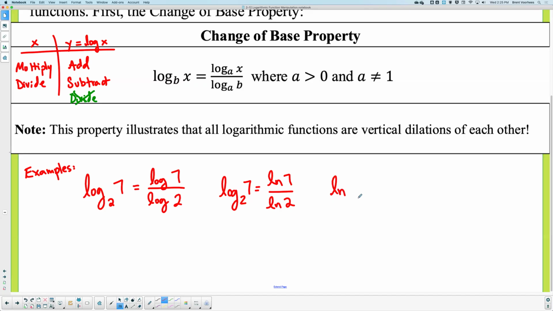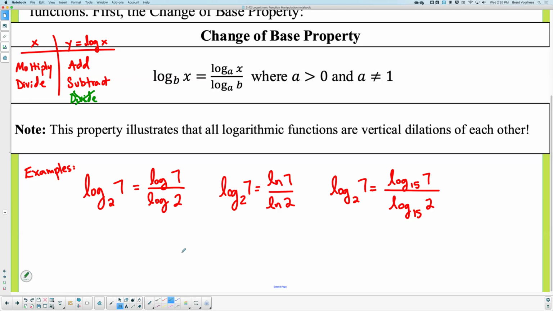Let's do one more. How about example 1c? Log base 2 of 7. That's equal to, what's y'all's favorite number between 10 and 20? Here, 15. That's the same thing as log base 15 of 7 divided by log base 15 of 2. What do you think I'm trying to show you here? That these two values, the 2 and the 7, become the dividing values.